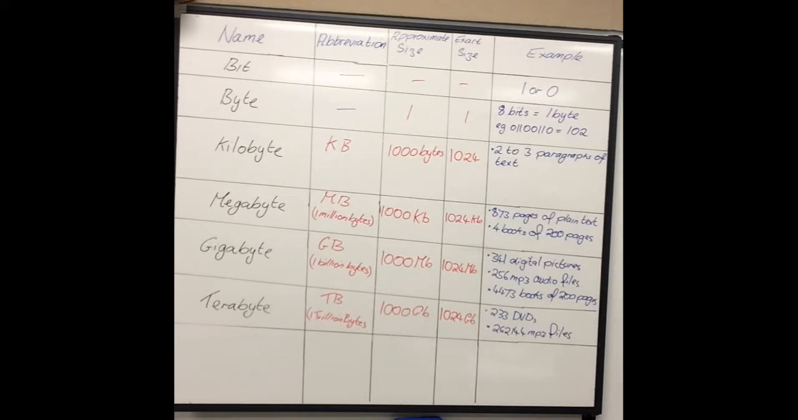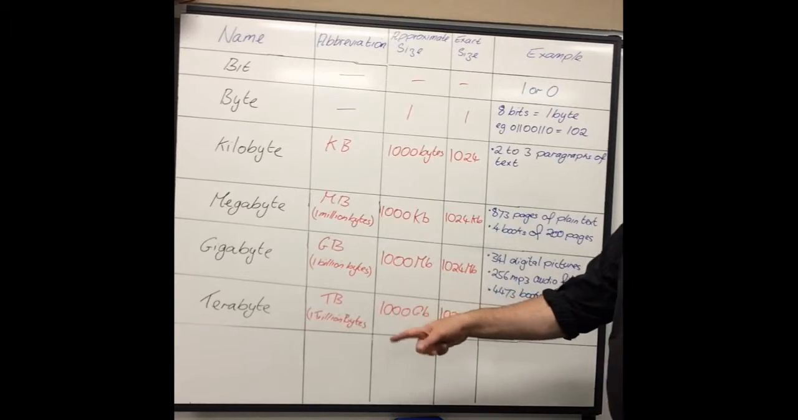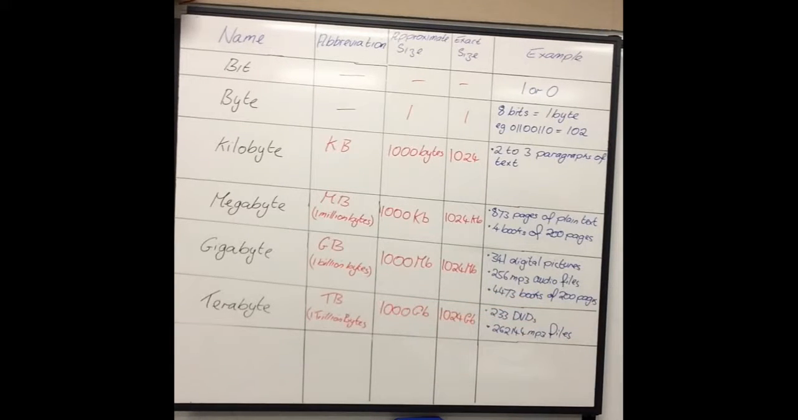Finally, coming down to a terabyte of 1,000,000,000,000 bytes, or 1,000 gigabytes roughly, or more precisely, 1,024 gigabytes. Well, a terabyte is equivalent to 233 DVDs, so there's your library there, or 262,144 MP3 files. That would be quite a collection for a terabyte.